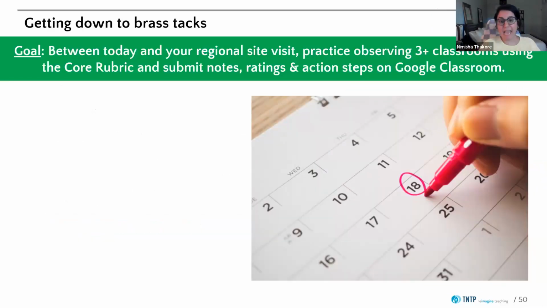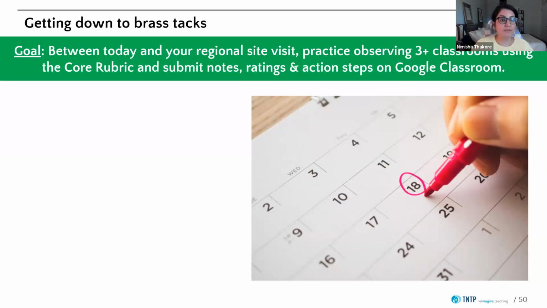Between today and whatever regional site visit you're attending, we're asking you to practice this whole process. So practice observing at least 3 classrooms over the next several weeks using the core rubric. Then we will post in Google Classroom a form for you to submit your ratings. It'll look very much like the one you practiced with today, and to submit whatever action step you would give the teacher.